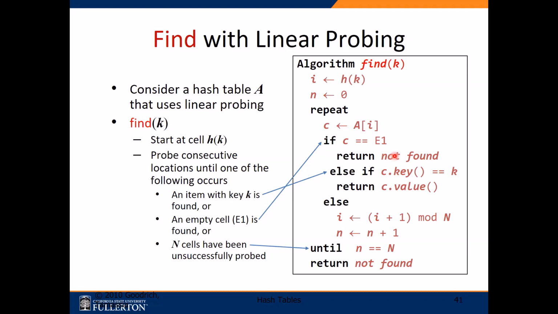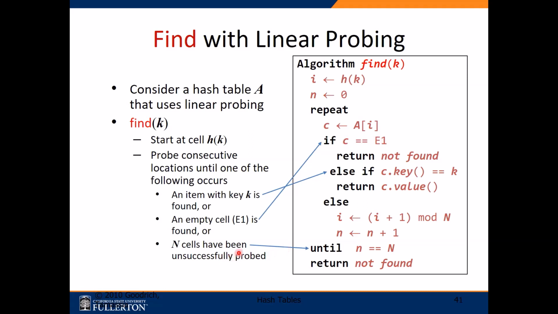Now note that our empty cells can have either of two values, but we should stop the search only if we reach E1, a cell that is always empty. An empty cell with E2 became empty because of a delete. So the key that we are looking for could be present to the right of it, and so we should continue searching. So that is why we only stop if we see an E1.